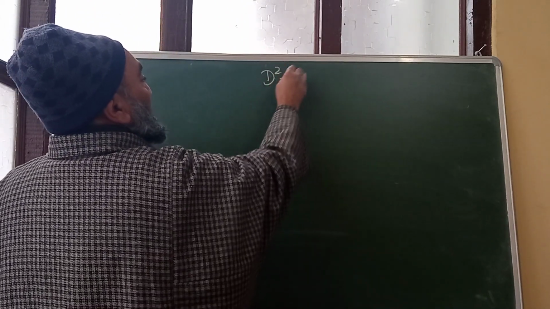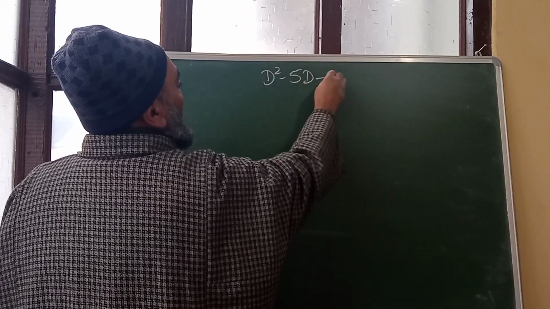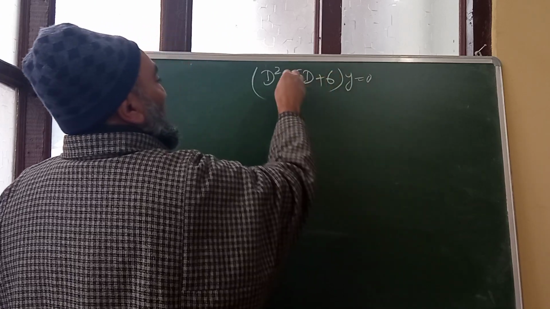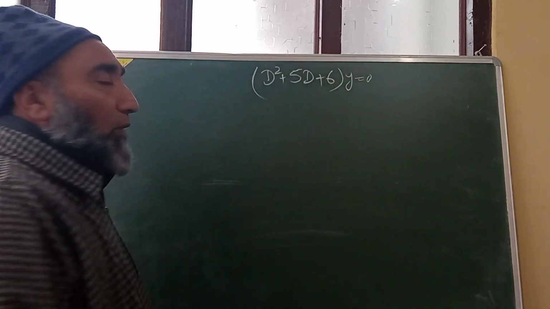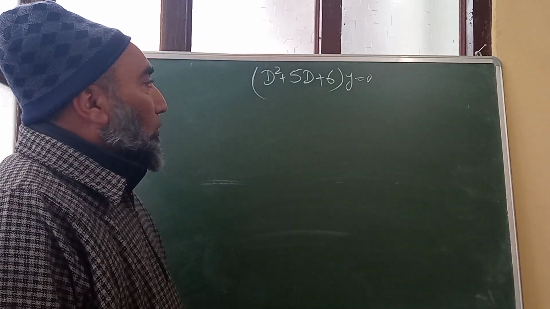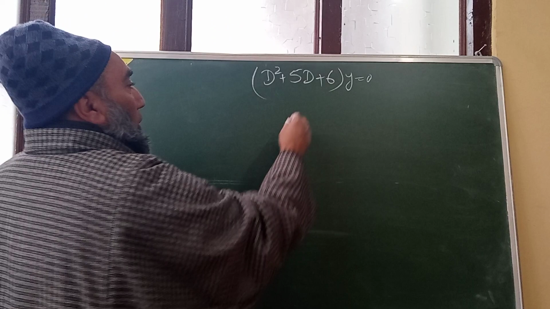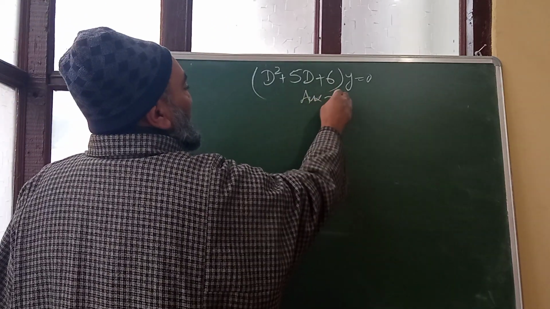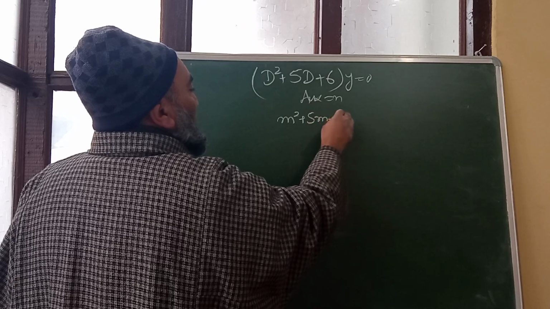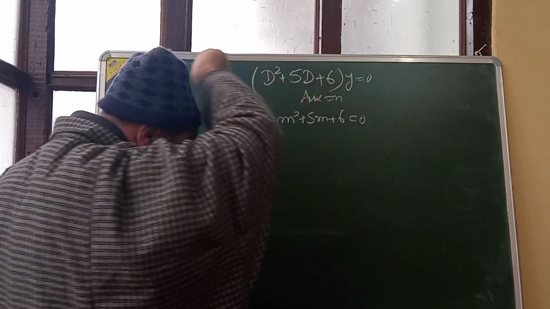D square minus 5d minus 6 operating on y equals 0. D square plus 5d plus 6 operating on y equals 0. Now, the auxiliary equation: m square plus 5m plus 6 equals 0.